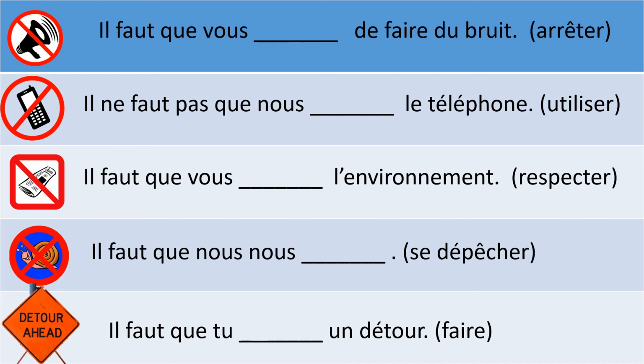Il faut que vous de faire du bruit, and the verb is arrêter. Il ne faut pas que nous le téléphone, and the verb is utiliser. Il faut que vous l'environnement, respecter. Il faut que nous se dépêcher. Se dépêcher means to hurry up. Il faut que tu un détour, and the verb is faire. So please pause the video now.